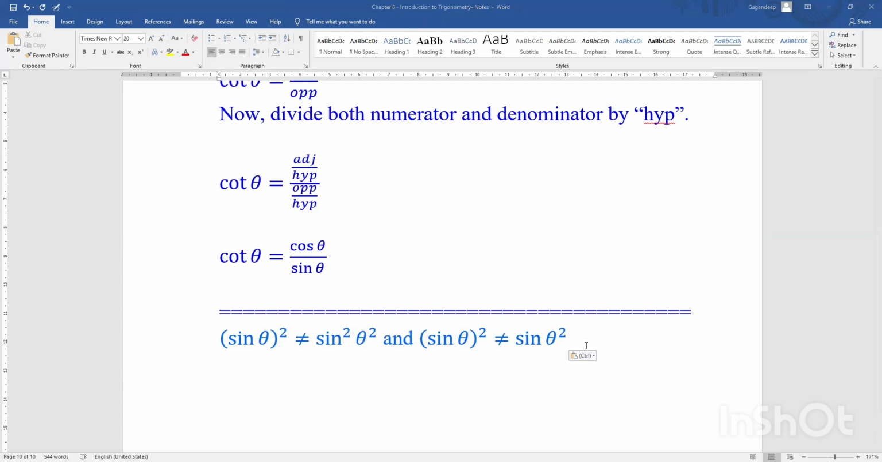So this means, now how do you write this actually then? The sine theta whole square in fact is nothing but sine square theta. This is the most important aspect.